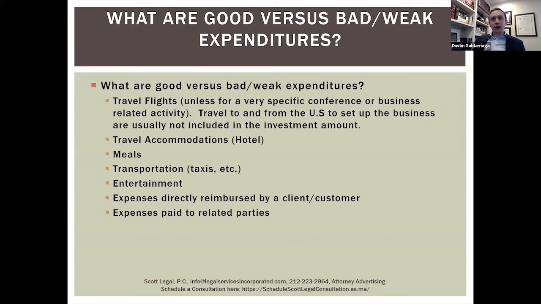Expenses that are reimbursed by a client or customer. Again, the government wants to see what funds you have committed to the business, not funds that have been reimbursed to you. And expenses paid to related parties. So for example, if you have a brother-in-law who lives in the US who has an office, and you are renting an office from the brother-in-law for your business, that could work, but would very likely raise questions. And you just want to be aware of that.